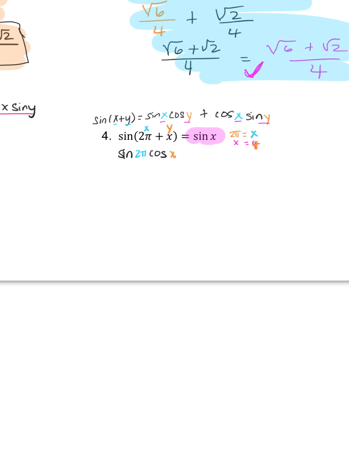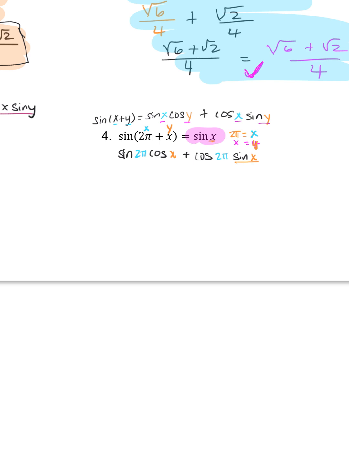So the next one we'll do plus the cosine of x. Well, x for us is 2 pi. And then the sine of y. Well, y is actually x. Okay, which is good because we need this x here. And I see it right here.